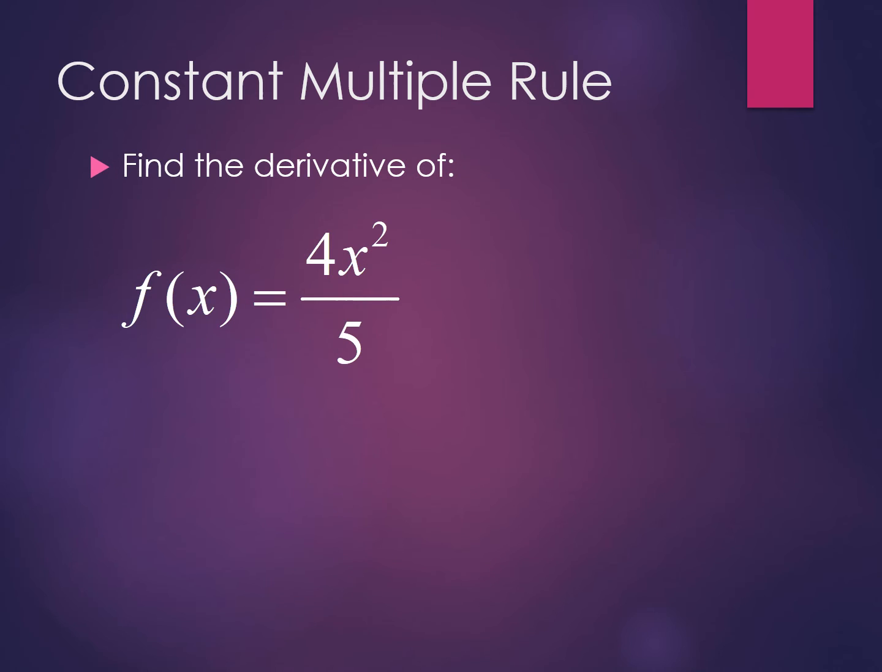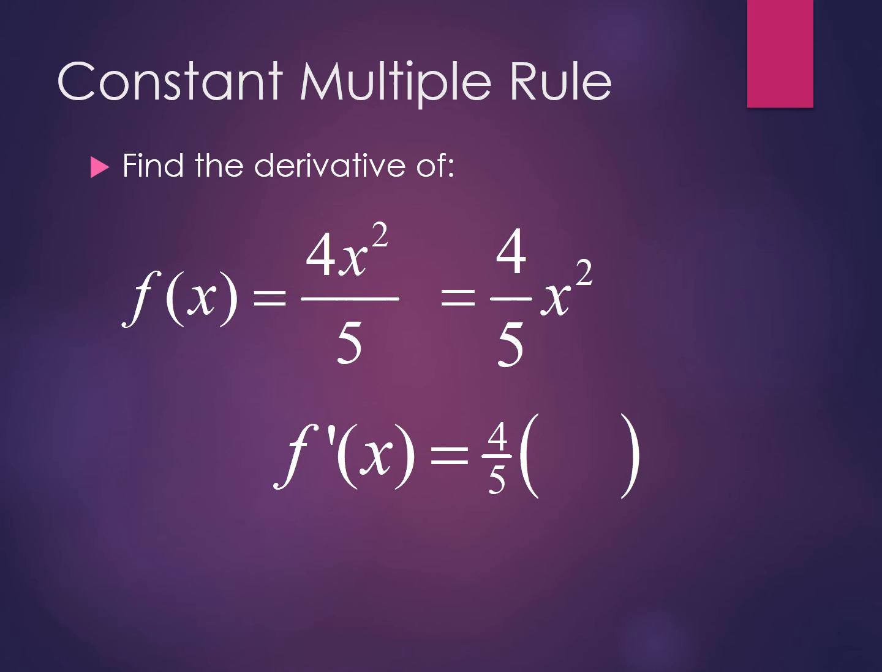So let us have another example for constant multiple rule. Let us find the derivative of f of x equals 4x squared over 5. In here, we are going to rewrite this function as 4 over 5 x squared, so that when we separate our constant, we can see that 4 over 5 is the constant. And then after separation, we are going to get the derivative of x squared, which is equal to 2x. And then simplifying further, we have f prime of x equals 8 over 5 x.